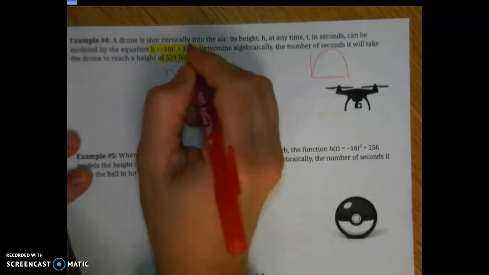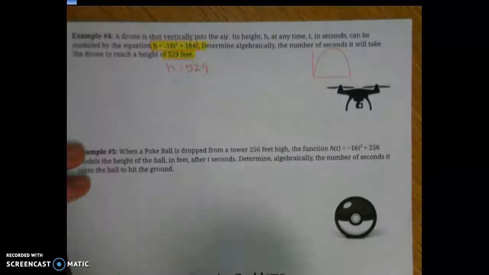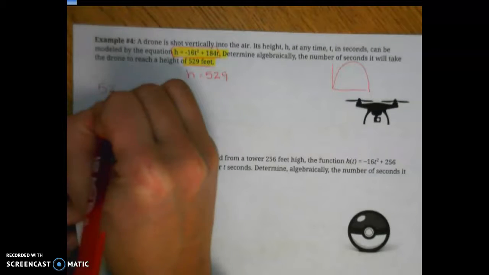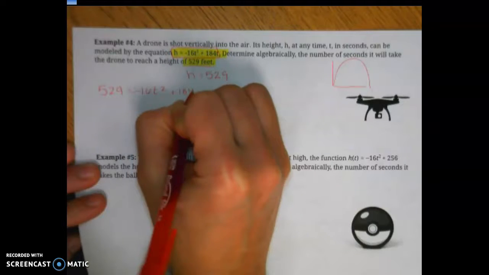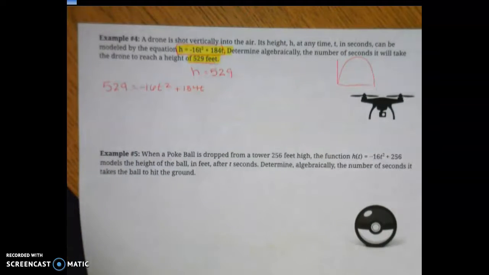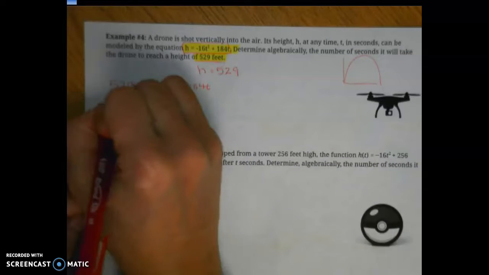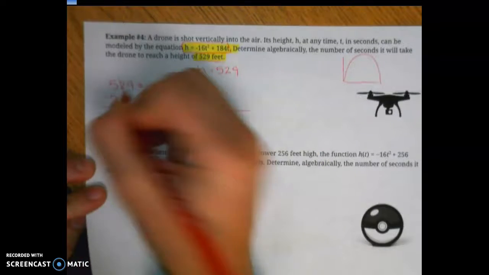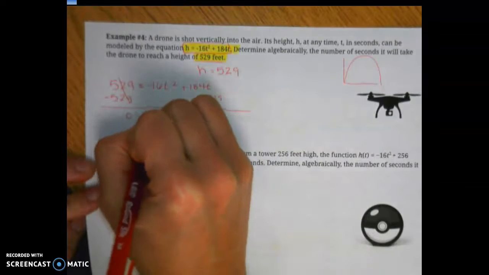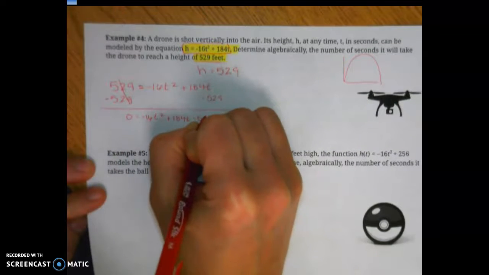So I'm going to rewrite this formula. I put in place of the letter h, I'm going to write 529. So I have 529 equals negative 16t squared plus 184t. Okay. So quadratic equation again, I want to get it set equal to 0. So I'm going to minus 529 on both sides. Okay, so I have 0 equals negative 16t squared plus 184t minus 529.